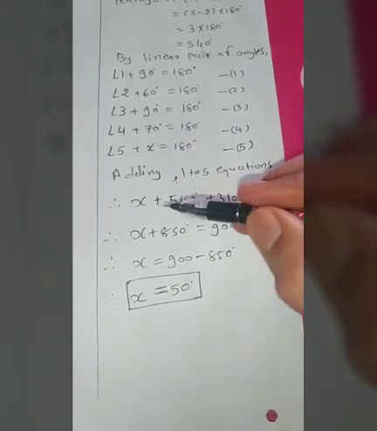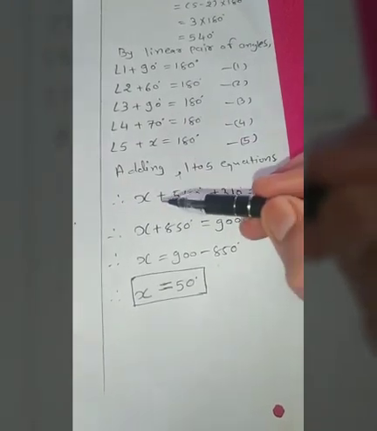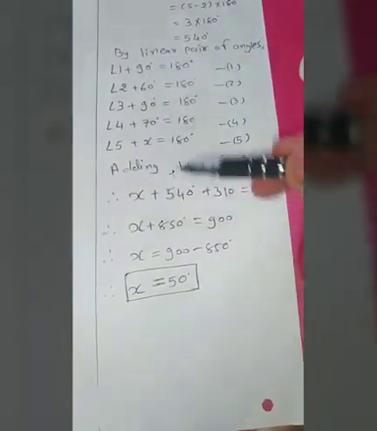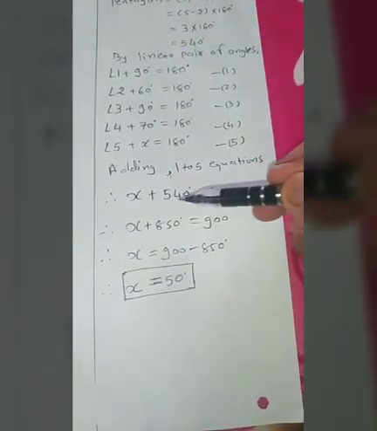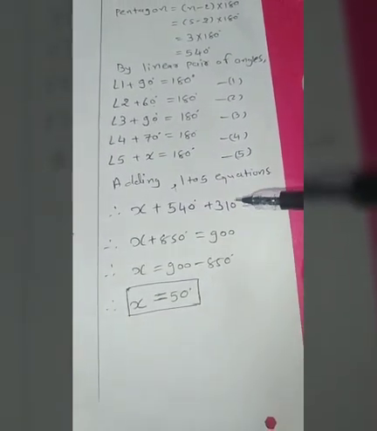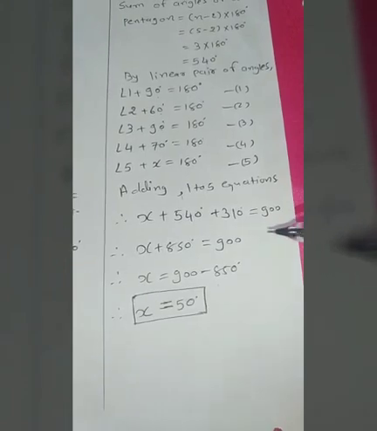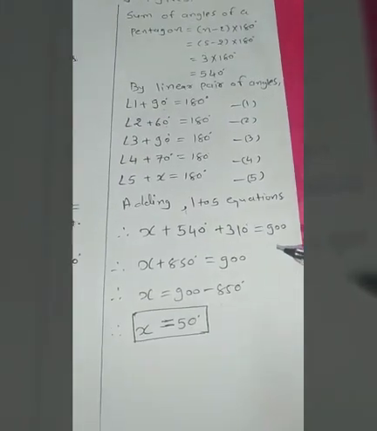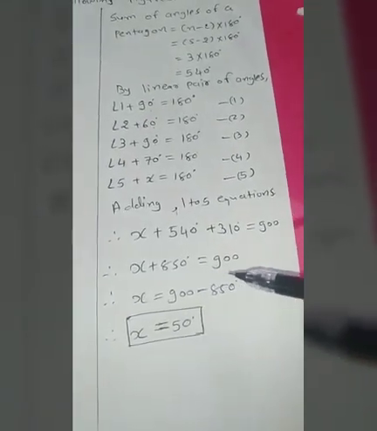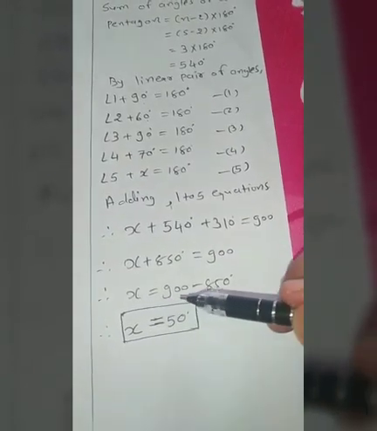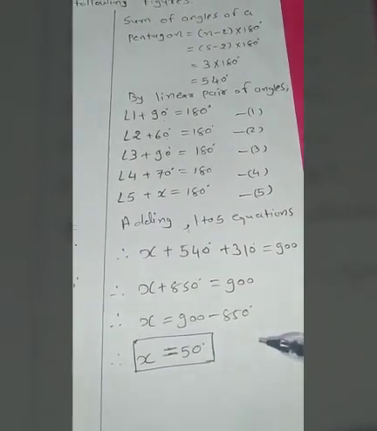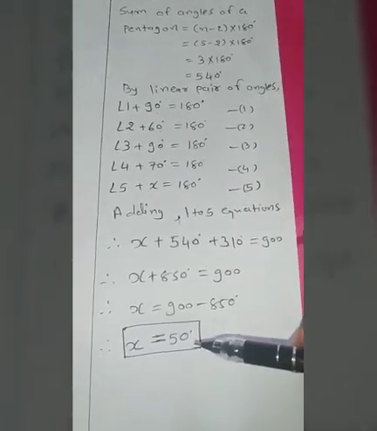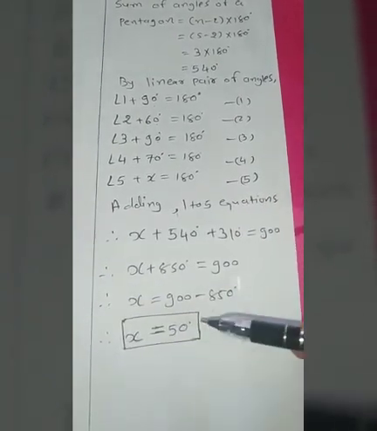Adding the 5 equations, I can find the value of x. First of all, x plus 70 plus 90, 60 plus 90, gives 540. So x plus 540 plus 310 is equal to 900. After simplification of this equation, x plus 850 gives 900. So x is equal to 900 minus 850. In this way, x is equal to 50, which we wanted to find. So this is our final answer.